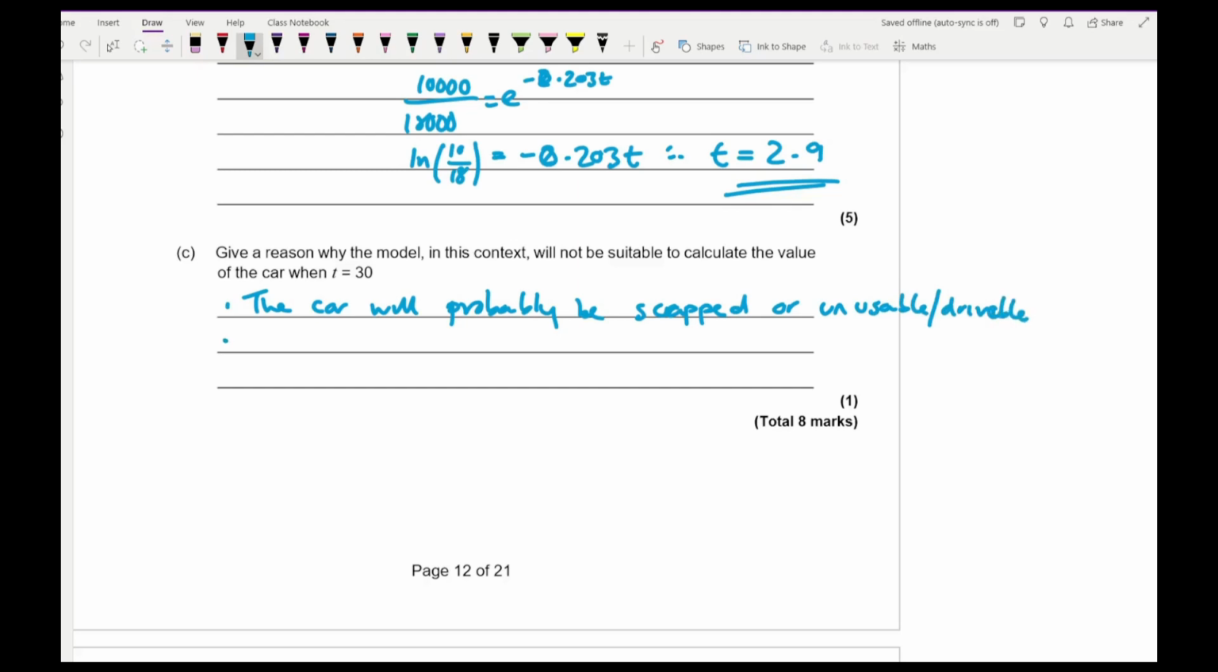You could say something along the lines of that gives an unrealistic value. So if I substitute t equals 30 into the formula, it gives me a value of £41. And again, is the car going to be worth £41? No, it's probably worth more in parts than it would be actually driving. So you could pretty much say the car will be worthless. So something along those lines would be absolutely fine for the 1 mark.